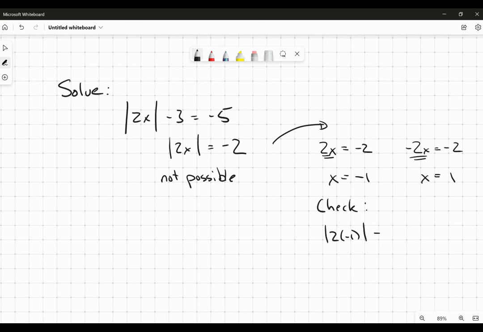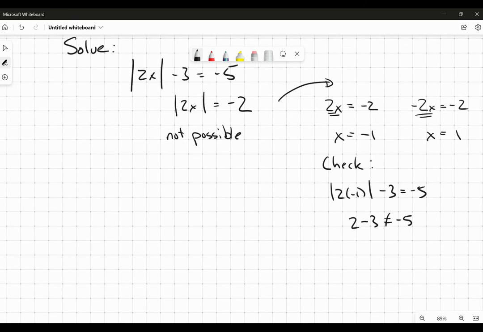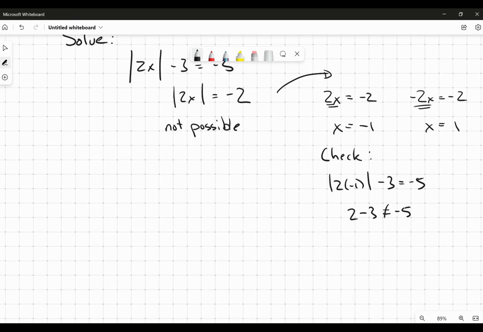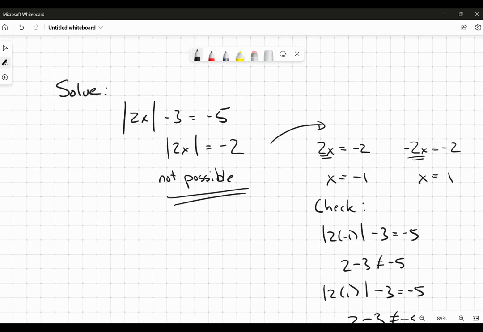If you take the absolute value of 2 times negative 1 minus 3 equals negative 5, what you get here is 2 times negative 1 is negative 2. The absolute value is 2. And 2 minus 3 is not negative 5. And you get basically the same result if you plug the positive 1 in. 2 times 1 is 2. The absolute value of 2 is 2. And 2 minus 3 does not give you negative 5. And so as a result, just like we did up here, there's no solution.